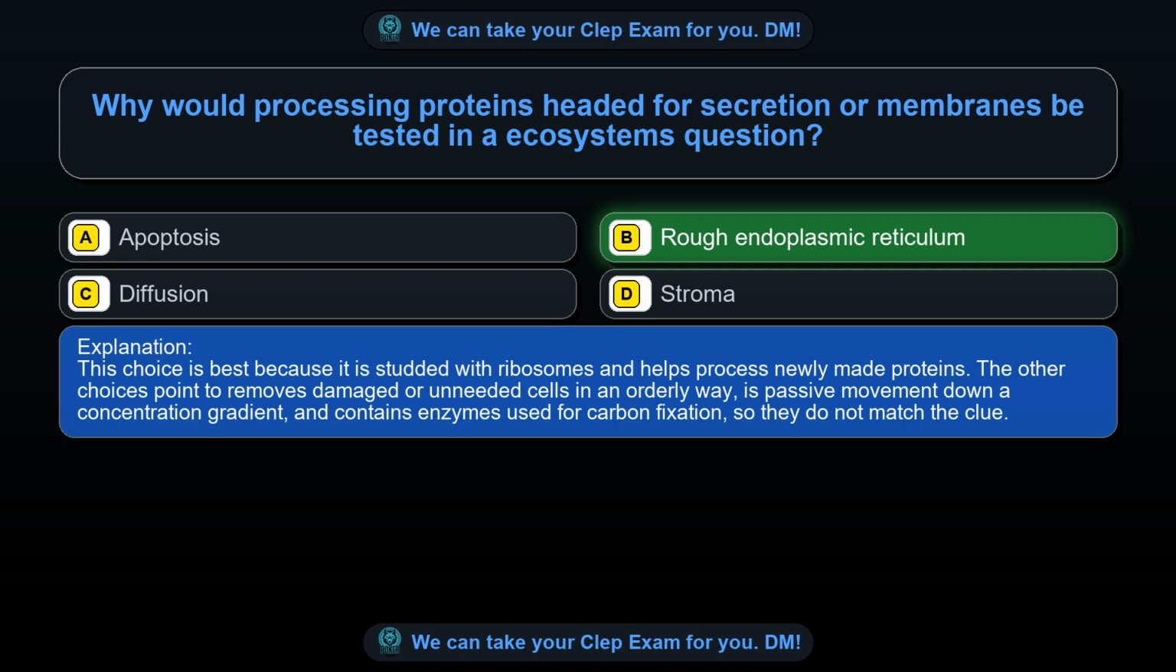This choice is best because it is studded with ribosomes and helps process newly made proteins. The other choices point to removing damaged or unneeded cells in an orderly way, passive movement down a concentration gradient, and containing enzymes used for carbon fixation, so they do not match the clue.